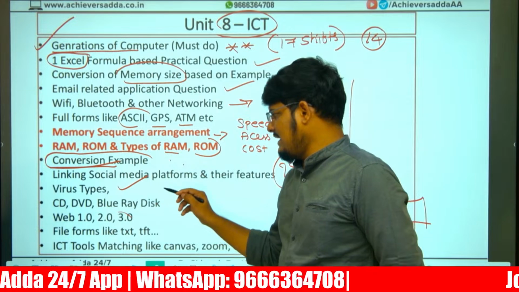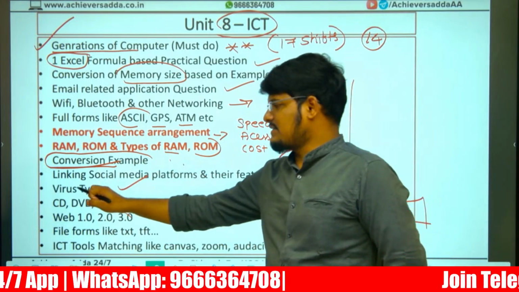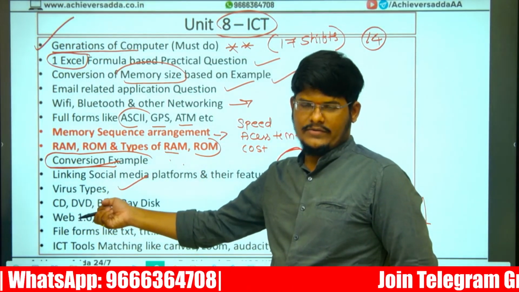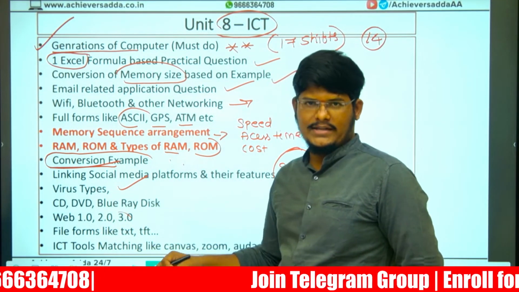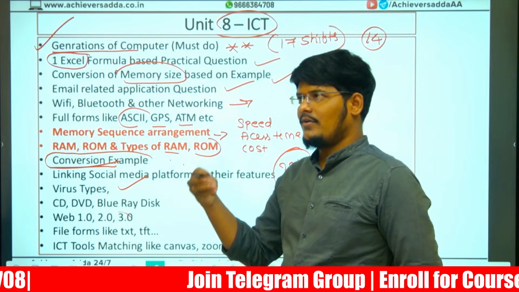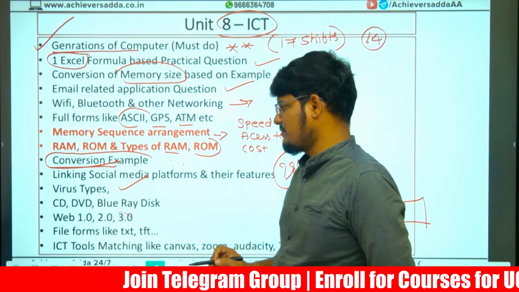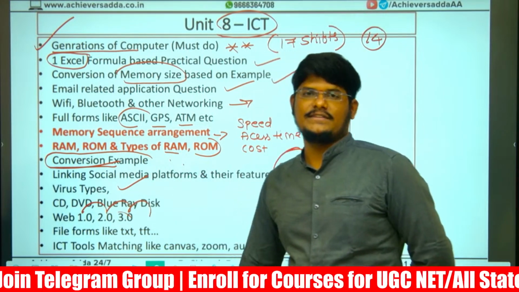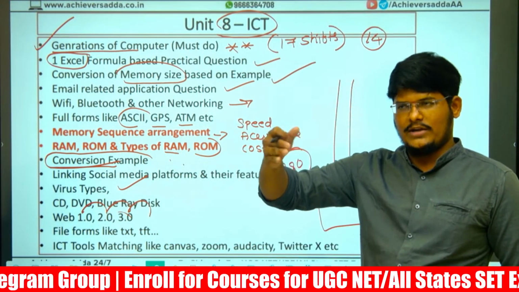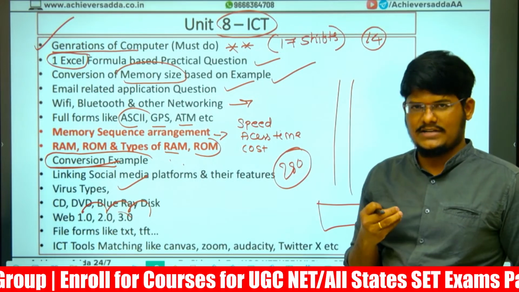Next, CD, DVD, Blu-ray disc. CD maximum size is 700 MB, DVD is 4.7 GB up to 17 GB, Blu-ray disc is 25 GB for single layer. For double layer it will be 50 GB maximum size. Web 1.0, 2.0, 3.0, 4.0 differences. Web 1.0, 2.0 means old generation to present generation.